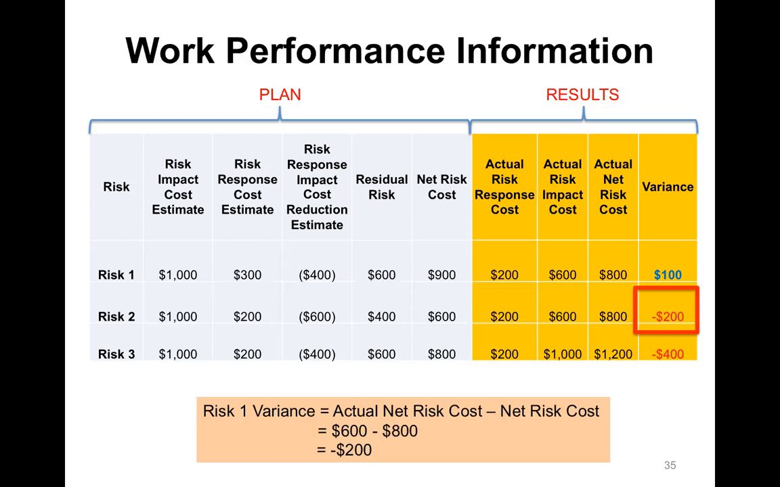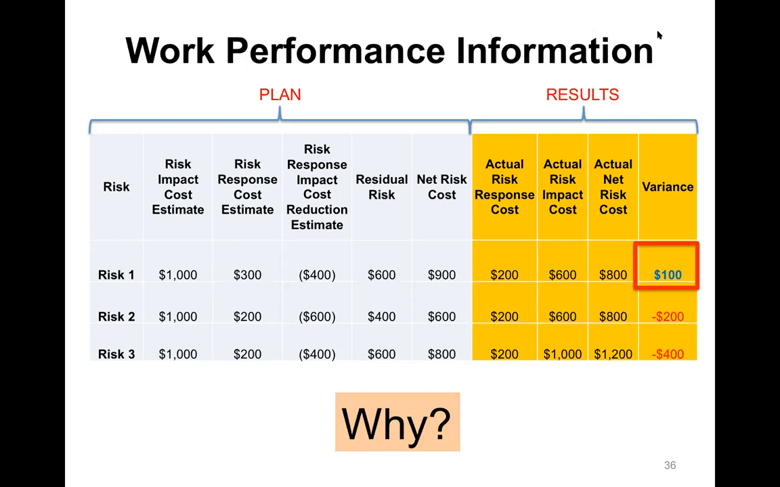So we have a negative $200 variance, which is bad. So when we planned to have less costs than we actually incurred, we incurred more than what we actually planned. So why? What happened here?